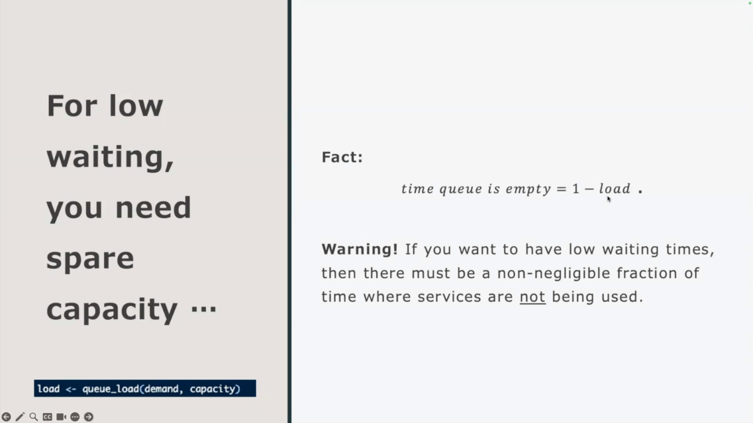Okay, so this comes with a warning here: essentially, if you want to have low waiting times, then there must be some non-negligible fraction of the time where services are not being used. I've explained this in the context of ambulances. You need ambulances running at about 60% load so that you get low waiting times by the other, say, 40% of availability. So there's this fundamental trade-off between the load, the amount of time that you're continuously working, and the waiting times.